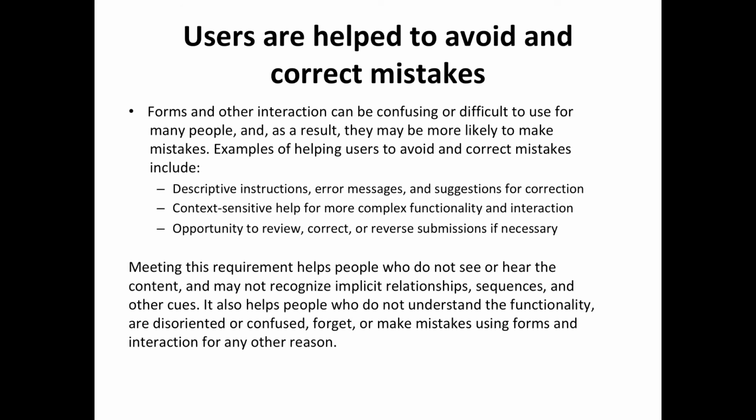Users are helped to avoid and correct mistakes. Forms and other interaction can be confusing or difficult to use for many people, and as a result, they may be more likely to make mistakes. Examples of helping users to avoid and correct mistakes include descriptive instructions, error messages, and suggestions for correction, context-sensitive help for more complex functionality and interaction, and an opportunity to review, correct, and reverse submissions if necessary.